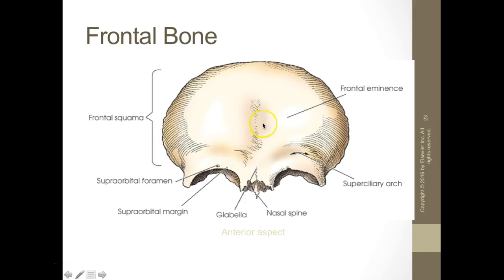Looking at it AP, you have your eminence here, your superciliary arch, your supraorbital margin is right here, and then you can see your little notch or foramen right there. Here's your glabella, and then your nasion is here. This is your nasal spine.